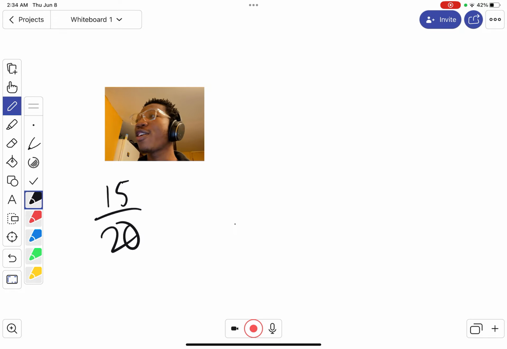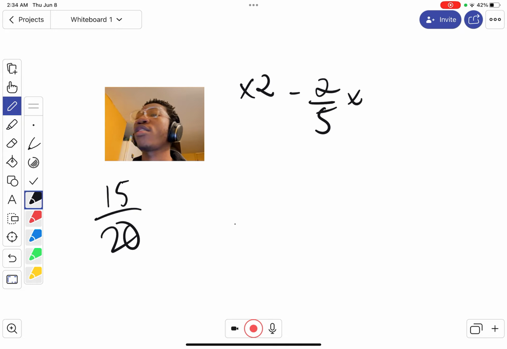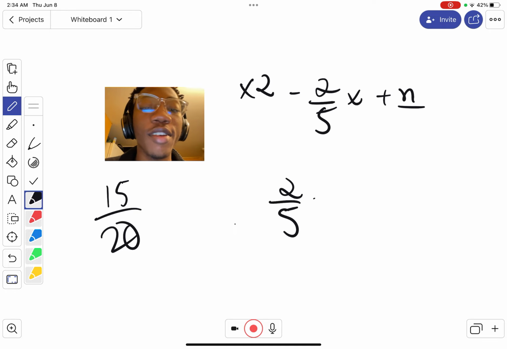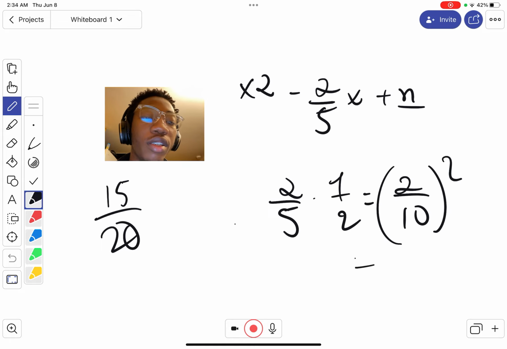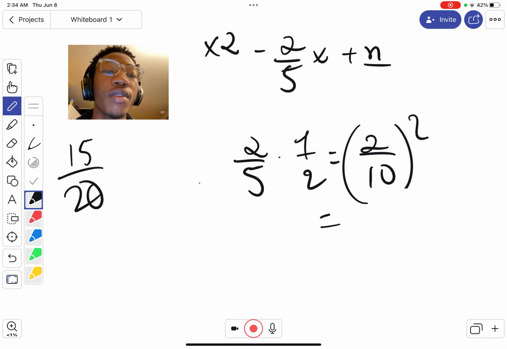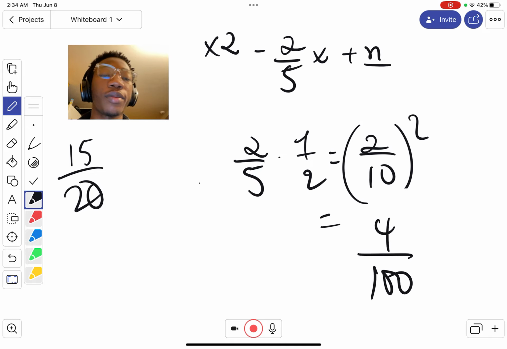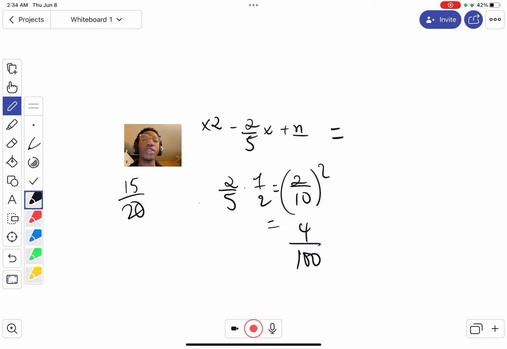Only 5 left. So it's gonna be x squared this time, negative 2/5x plus n. So we still have to find the last term, which is n, and factorize it. Since we are dealing with fractions, I'm gonna use 1/2. So it's gonna be 2/5 by 1/2, which is equal to 2/10. That's not done yet, so we'll have to square it for the last term. 4/100. There you have it. So the last term is 4/100.